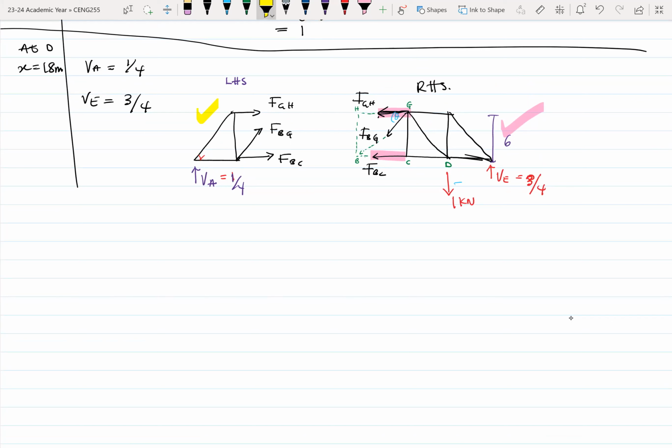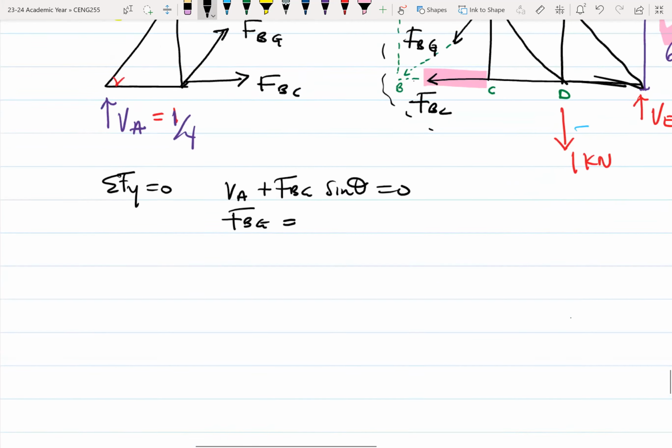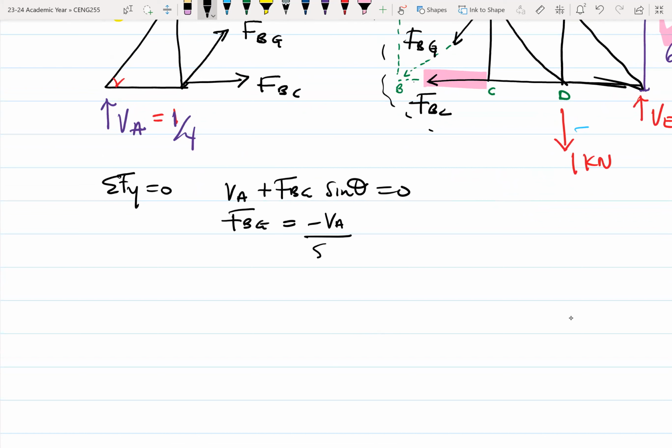Again, it's easier dealing with the left-hand side. All right. So with vertical forces again, summation of vertical forces equals 0. Again, I'm dealing with the left-hand side and not the right-hand side. So it becomes VA plus FBG sin theta equals 0. So FBG will be equal to minus VA over sin theta.